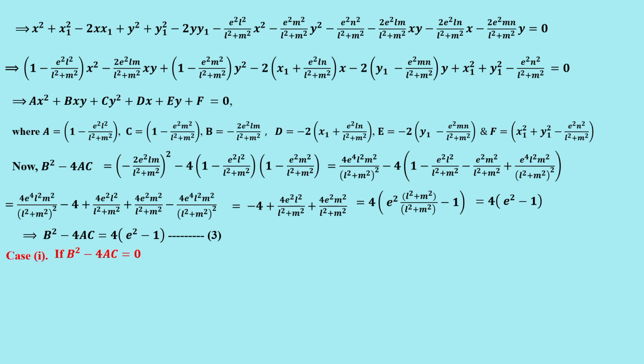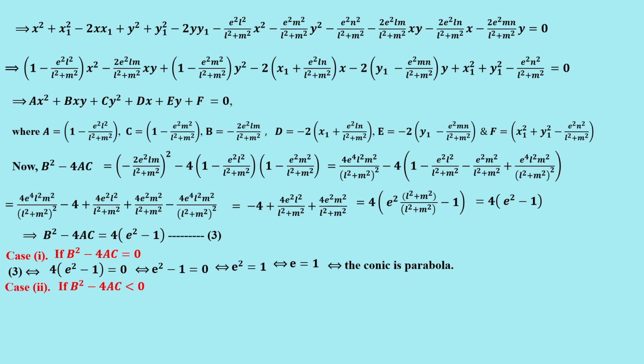Case 1. If b square minus 4ac is equal to 0, so 3 if and only if 4 into e square minus 1 equal to 0. So e square minus 1 equal to 0 if and only if e square equal to 1, if and only if e is 1. This if and only if the conic is parabola.